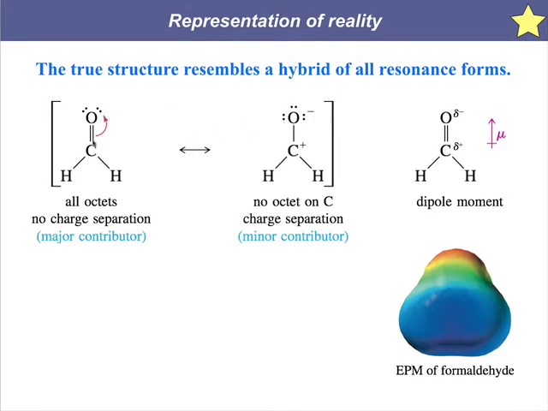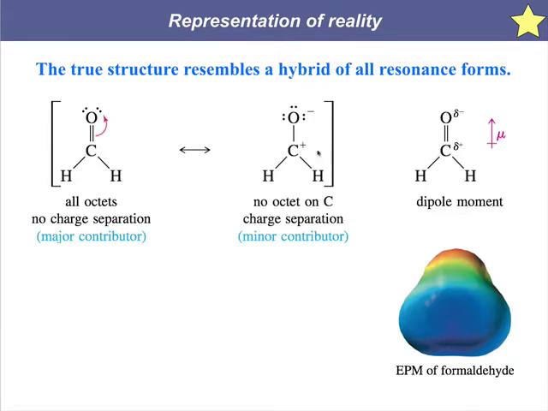So now the formal charge on carbon goes from being 0 with 4 bonds and no lone pairs to +1 with 3 bonds and no lone pairs. And the charge on oxygen goes from being neutral, 2 bonds and 2 lone pairs, to negative, 1 bond and 3 lone pairs.